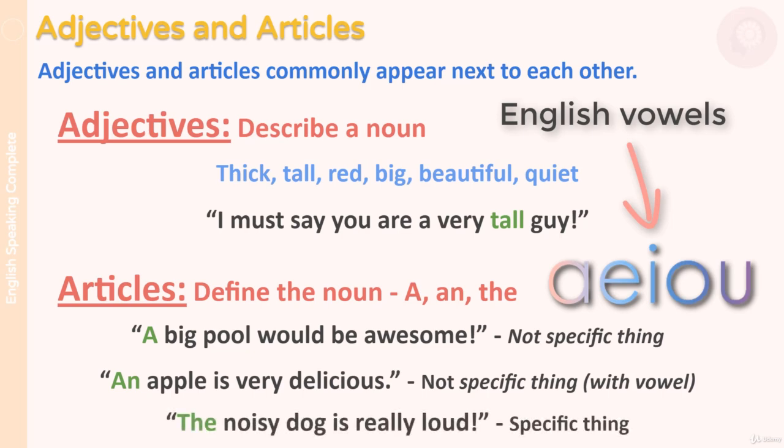The noisy dog is really loud. And here we are talking about a specific dog. I can see it maybe, or I know this dog. The noisy dog is really loud. So it's just important that you are very careful in your use of articles: a, an, and the.